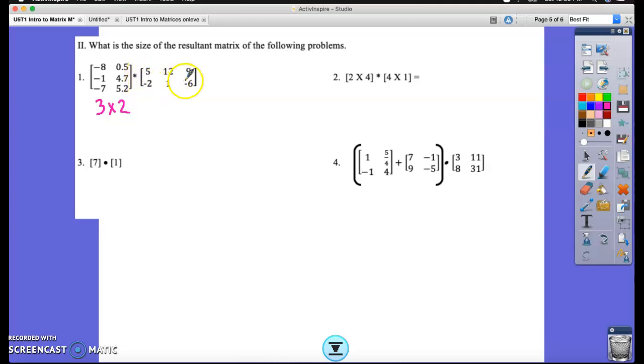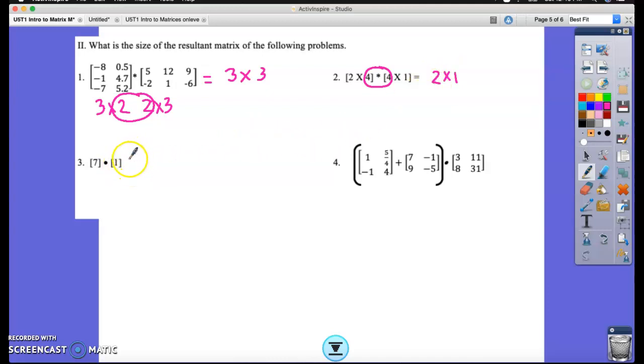This matrix right here is a 2 by 3. They are compatible. What is the size of their answer? Well, the only thing not circled, 3 and 3. Okay. What about this guy? Well, here the 4 and the 4 match. So 2 and 1 would be the answer. Now, I put brackets around this because matrices are known for their brackets, but I don't need it in the answer. I just need the 2 by 1 like that.